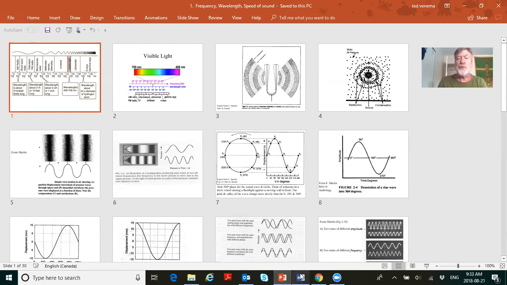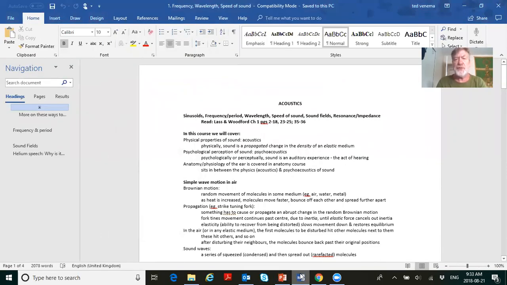So here goes. Here's our notes, starting out, acoustics. And if you read with me, you'll see some strange, weird words: sinusoids, frequency, period, wavelength, speed of sound, sound fields, resonance, impedance. At the end of 2 weeks from now, you'll be able to know exactly what those things are. Okay, but we'll get to it bit by bit. In this course, we will cover the physical properties of sound.